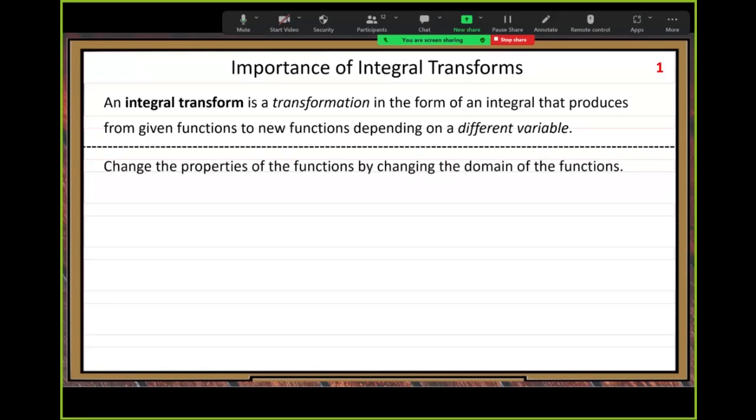What's the benefit of this transformation method? Why do you do that? It seems redundant, but definitely it's not. The biggest reason we can use this method is that we can change the properties of the functions. After we convert those functions to different domains, we can get completely different properties by changing the domain of the functions.